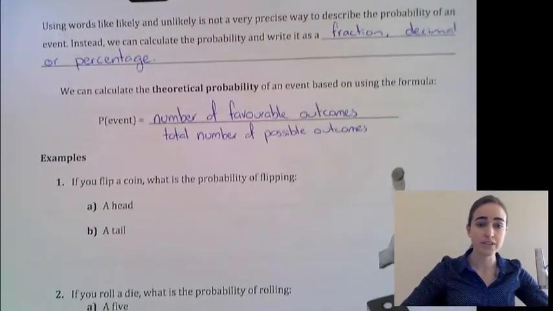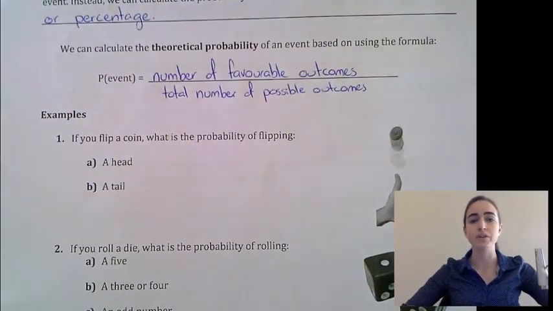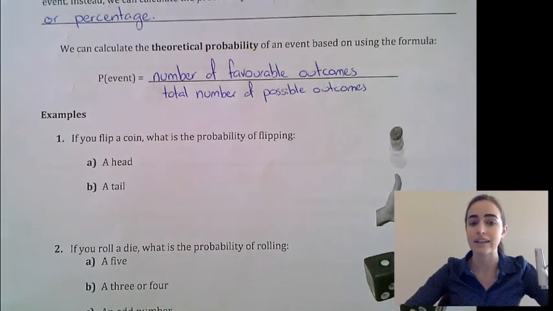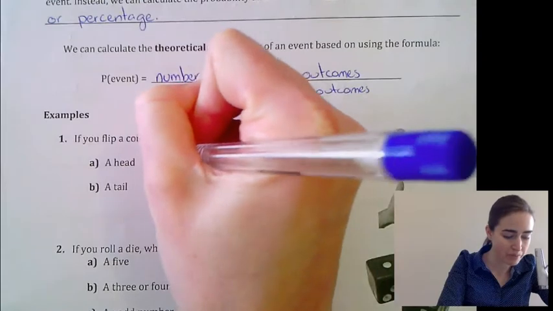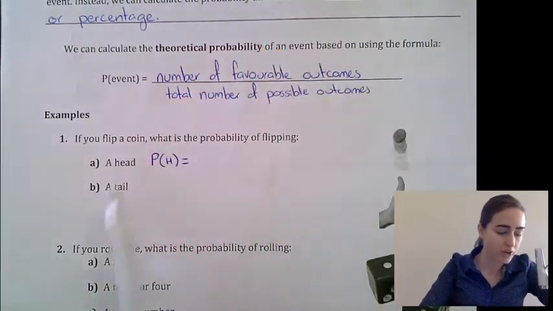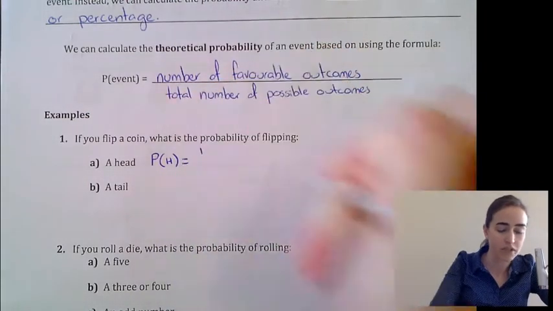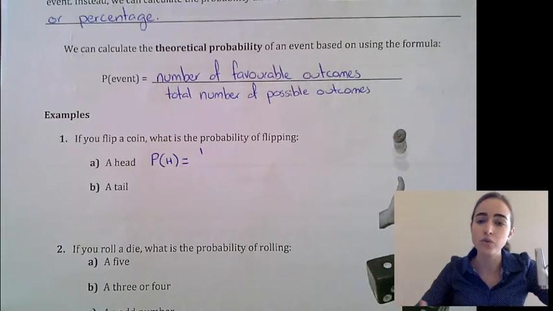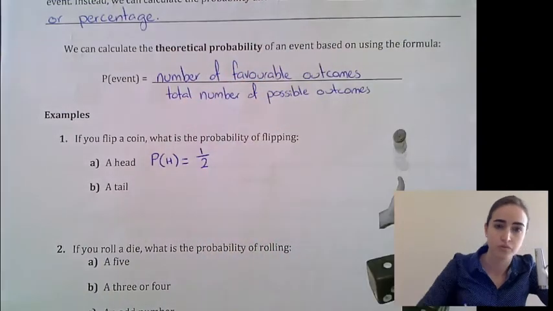So if we have a look at a few examples, our first example says, if we flip a coin, what is the probability of flipping a head and a tail? So the probability, and we'll write P(H) to stand for head, of tossing a head would be 1, because there's only one head, and there's two possible outcomes when we flip a coin. We can either get a head or a tail. So we've got 1 out of 2.